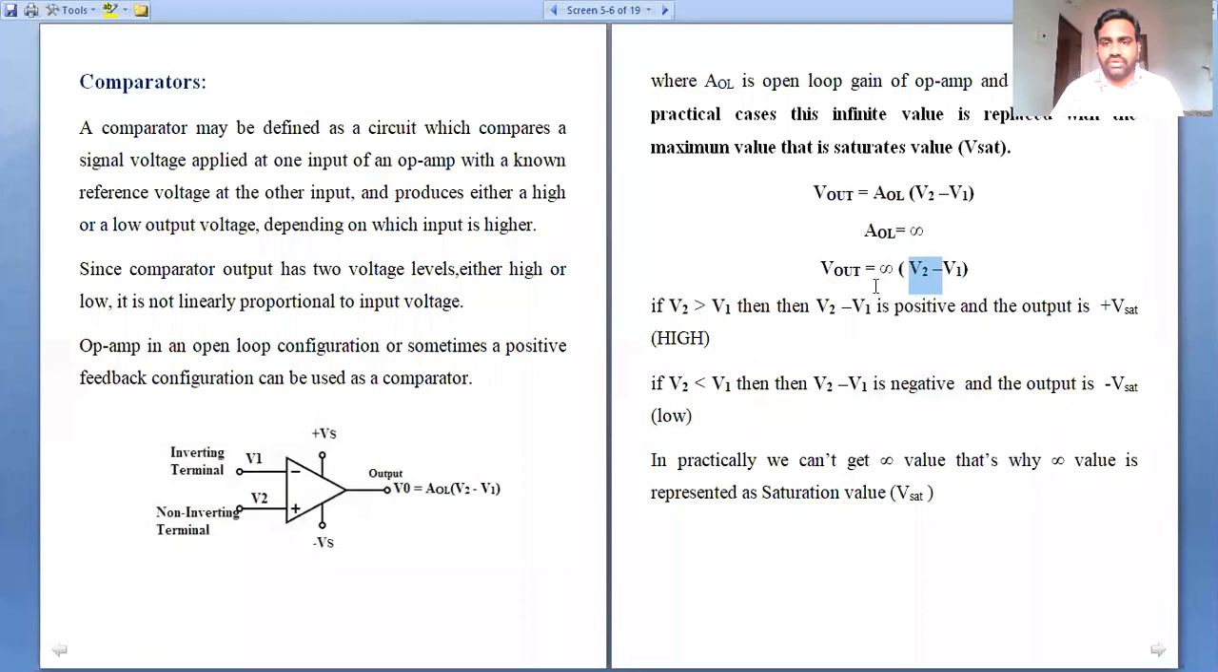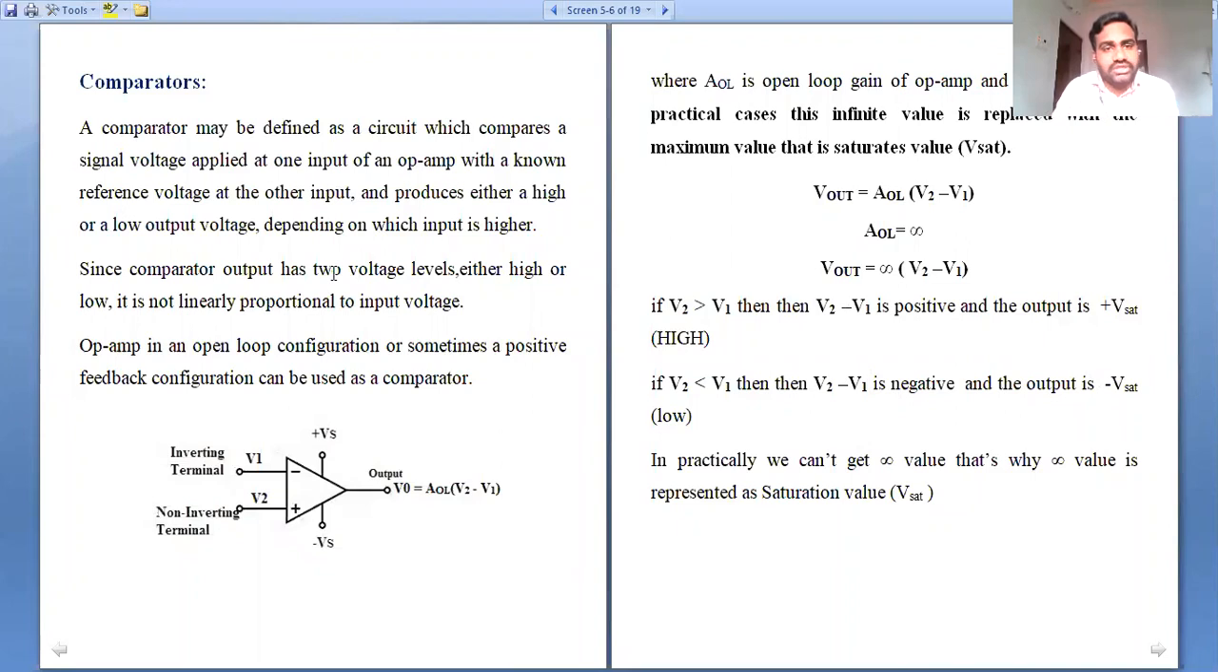We can explain the positive infinite condition and negative infinite condition in a practical manner with the help of a term called saturation value. That means infinity is explained with respect to the saturation value. In practical conditions, the value of infinity is represented as Vsat, or saturation voltage. If V2 minus V1 is positive, that is positive saturation. If V2 minus V1 is negative, that is called negative saturation. So that is the actual working principle of comparators.